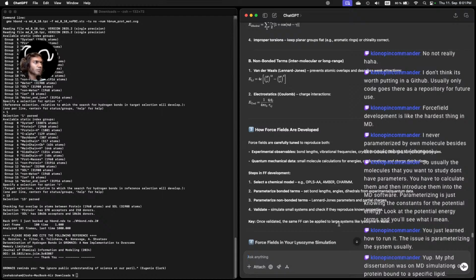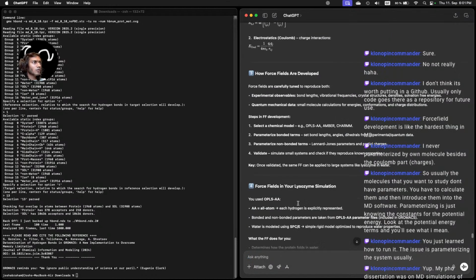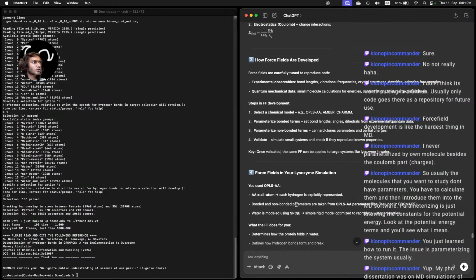Select a chemical model. Force fields in your lysozyme simulation. You used OPLS-AA, all atom.